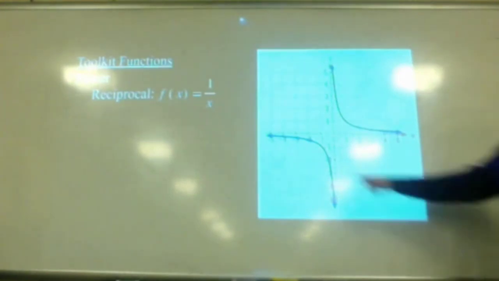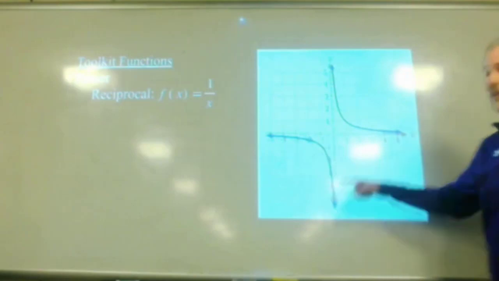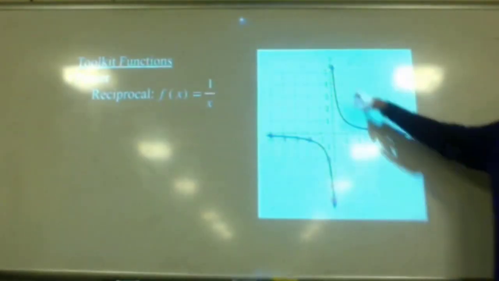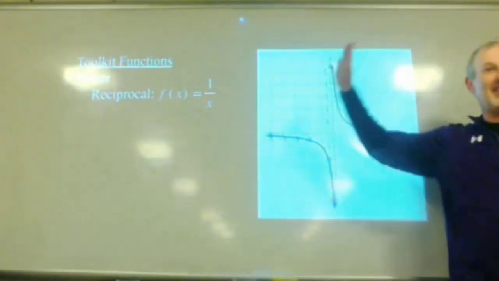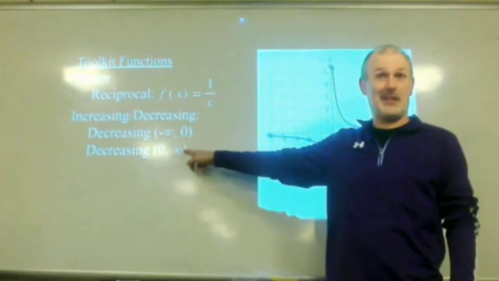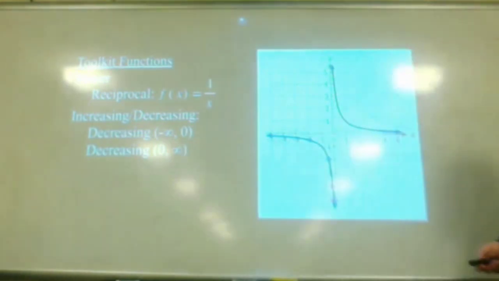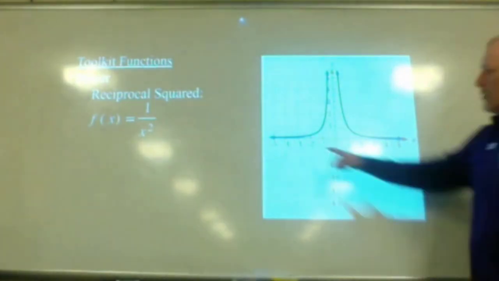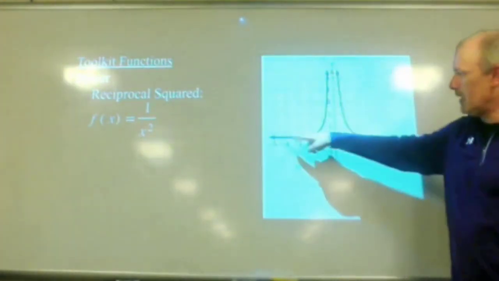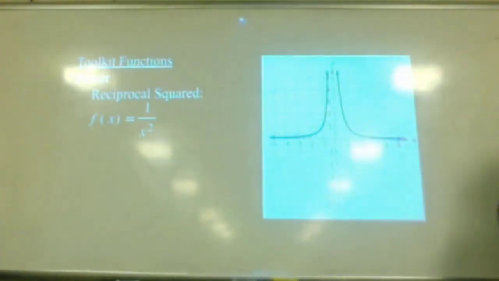How about this one over here? What's going on? From left to right. Decreasing. What's going on over here? Decreasing. What happens at 0? Nothing. It's gone, right? So it's decreasing on this side and it's decreasing on this side. Does that make sense? But there's nothing at 0, so nothing happens there. How about this one? What's happening over here? Increasing over here. Decreasing, and again, 0 is broken there.